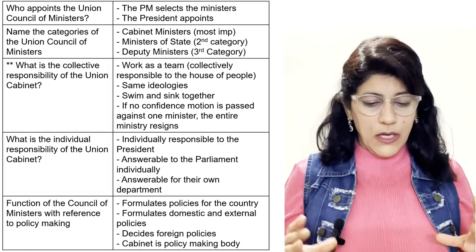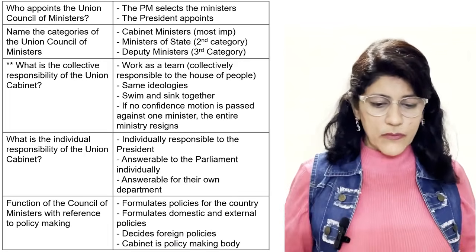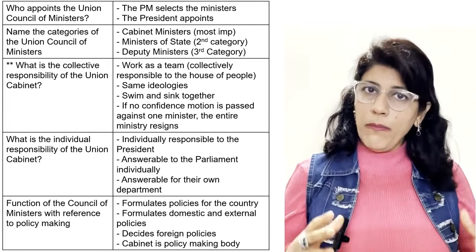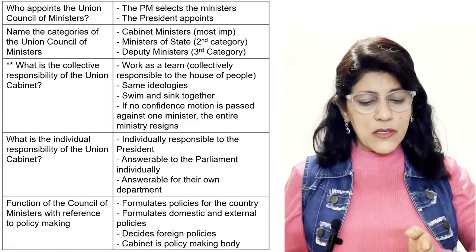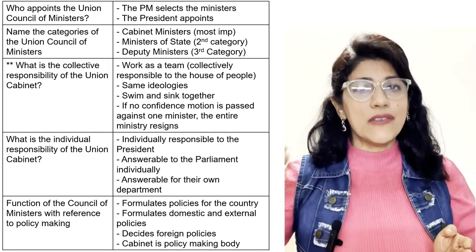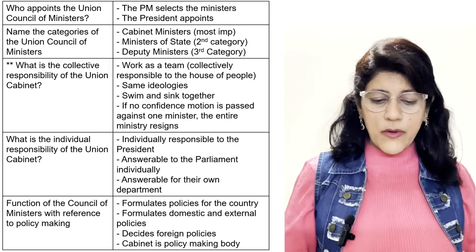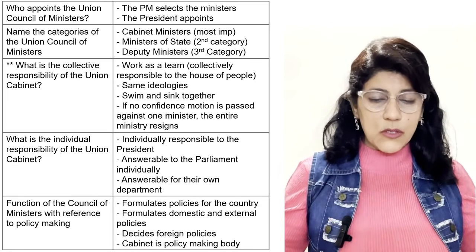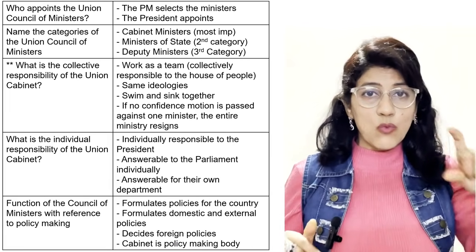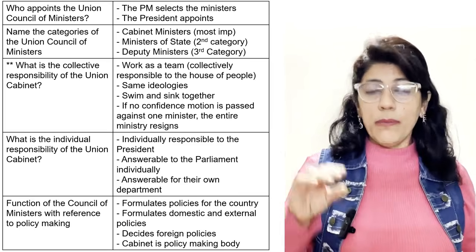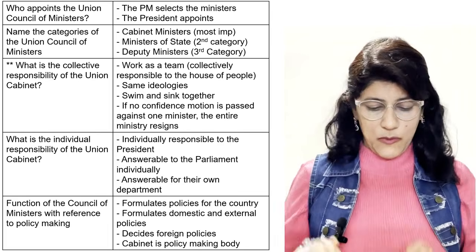Work as a team, collectively responsible to the House of the People, Lok Sabha. Same ideologies, swim and sink together. If a no confidence motion is passed against one minister, the entire ministry resigns. What is the individual responsibility of the Union Cabinet? Individually responsible to the President. What was it there? Lok Sabha. What is it here? President. Make this word a keyword. Answerable to the Parliament individually. Answerable for their own department.